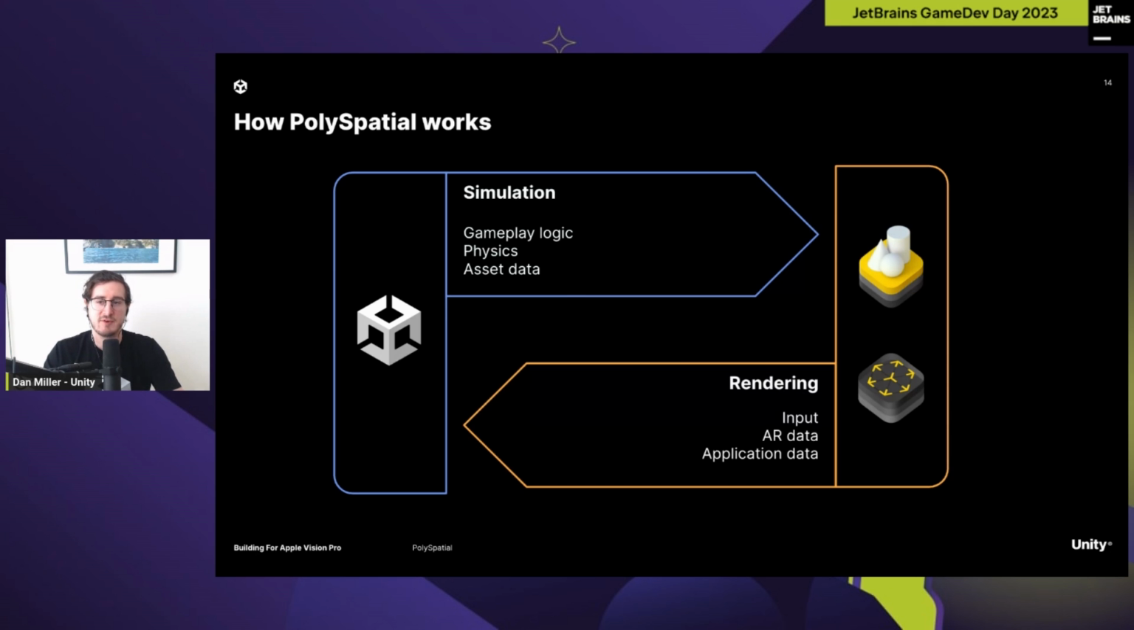And then we leverage RealityKit and ARKit to consume that data, build up the content that you have in Unity, and then also send some of that data back to Unity so that you as a developer can use those APIs to target some of that custom data, whether it's things like input, AR data, etc. And because when leveraging PolySpatial, everything is rendered with RealityKit, there are some additional caveats or things to consider.